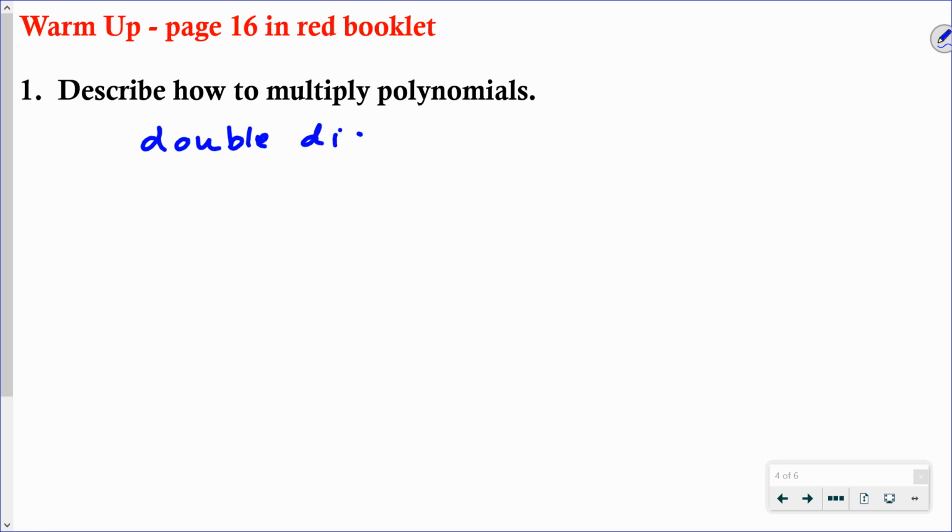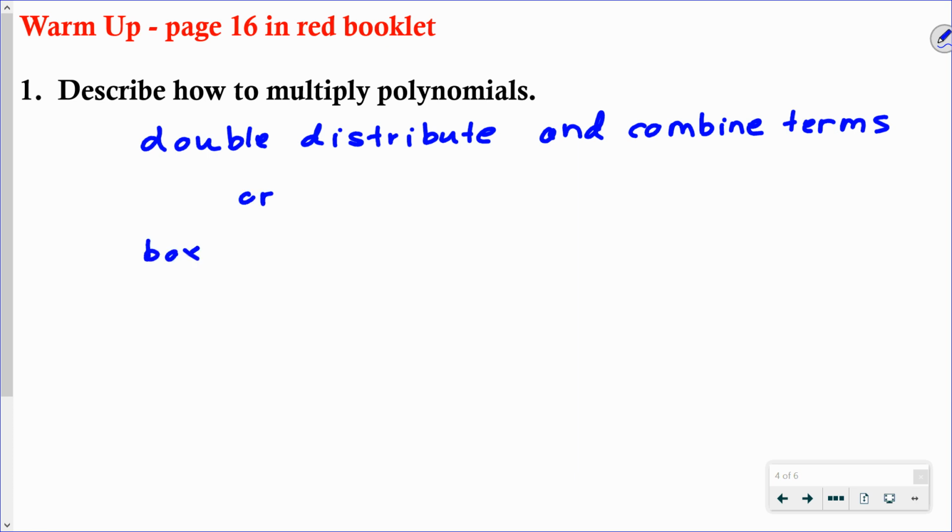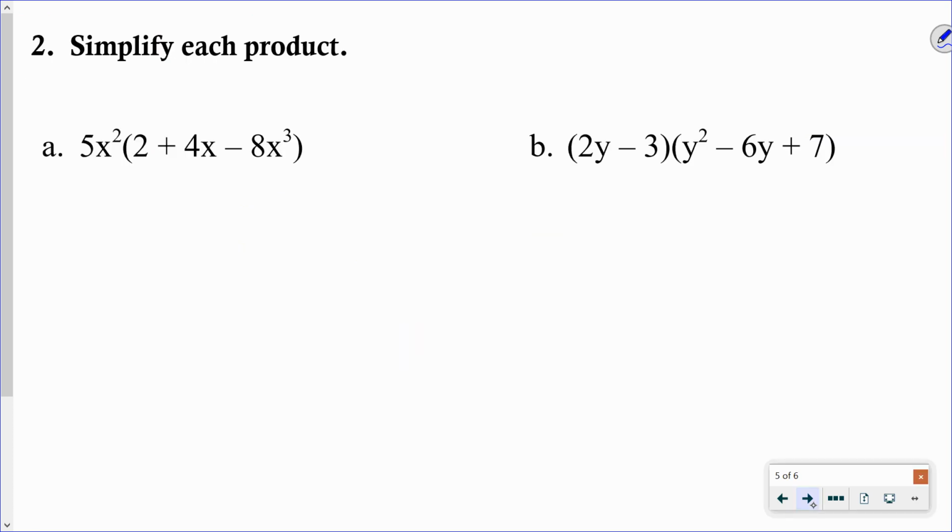So for number 1, you can either double distribute and combine like terms. Combine like terms. I didn't write the word like, but I think you know what I mean. Or you can use the box method plus combine like terms. And then make sure you know that all of our answers need to be in standard form, highest degree to lowest degree.